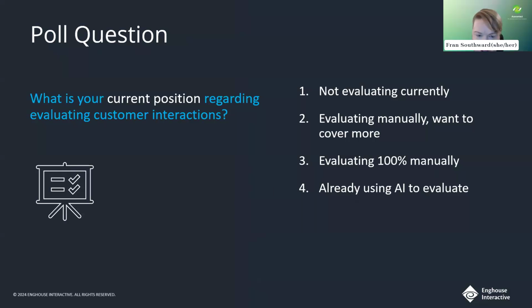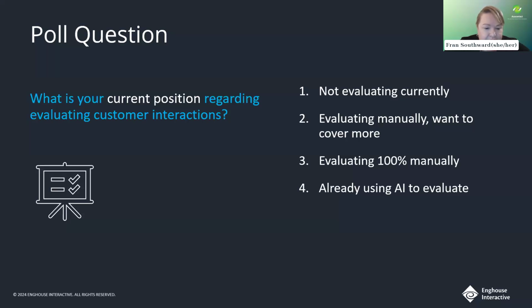Yeah, we've got a few coming through. Probably for me, not surprisingly, the majority are evaluating 100% manually, but interestingly, the highest response is around evaluating manually but wanting to cover more. Mhm. And it's kind of what I hear a lot around the traps: the time investment of having people sitting there manually doing it is one part of the equation. But the other thing is their methods or their framework mean it's actually not random for a start, yep, and it's very set.